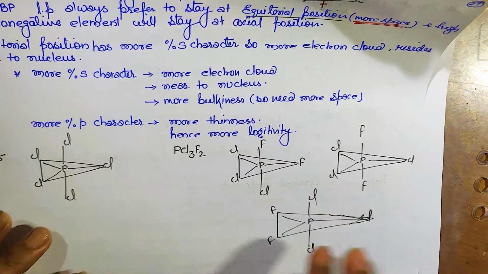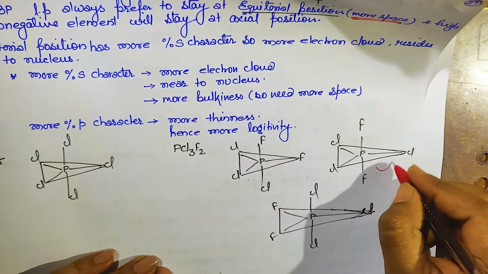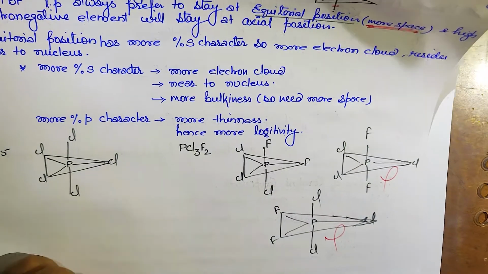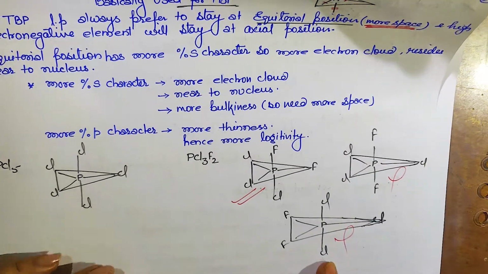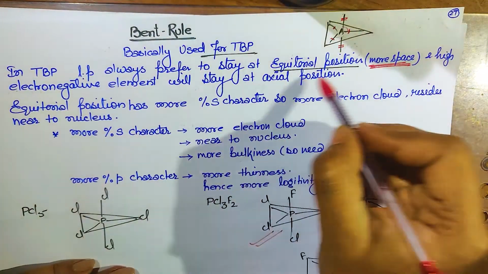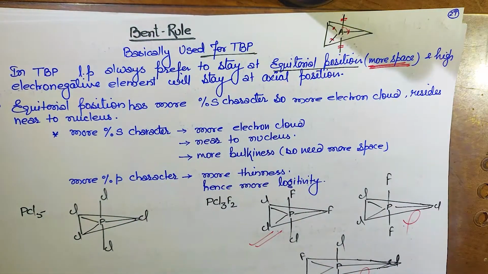If you go through these, this structure is completely wrong, and this is the correct answer. What is the reason behind it? First of all, we have to understand the same line: the lone pair is not there here, so we will leave it.